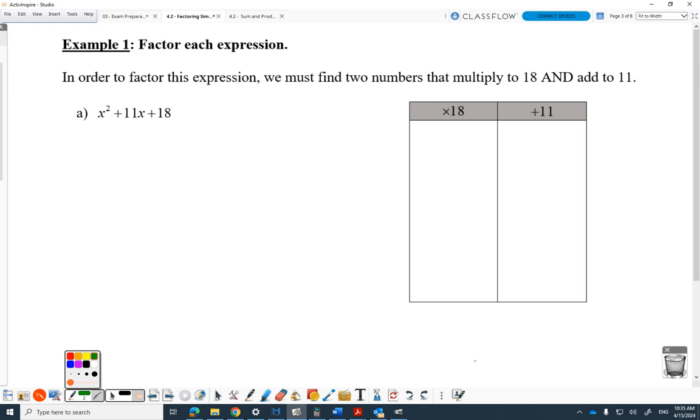In order to factor this expression, we need to find the two numbers that multiply to 18 and add to 11. Here's what some people do. As soon as they get a trinomial like this, they write the multiply symbol over the 18 and the add symbol over the 11. That's what I seek. That's what I'm looking for.